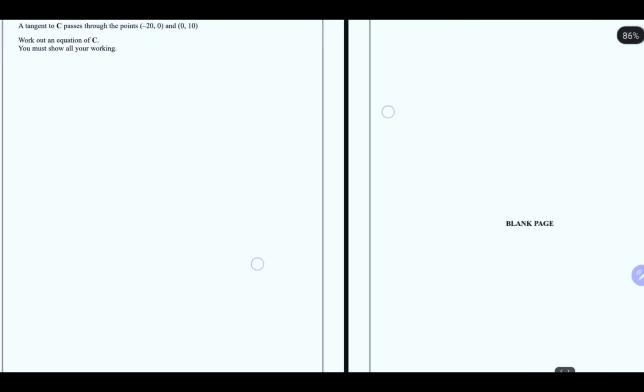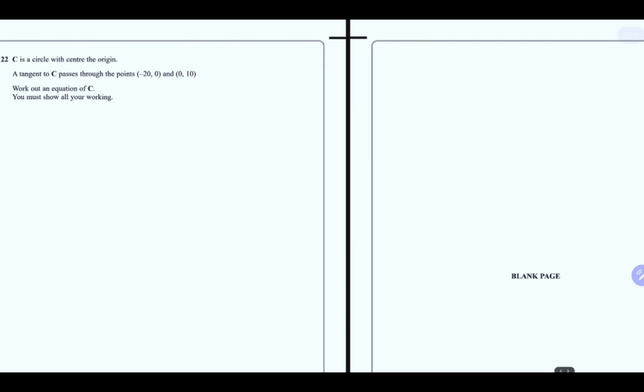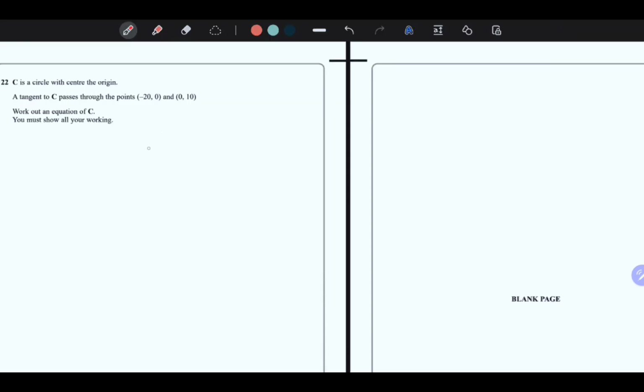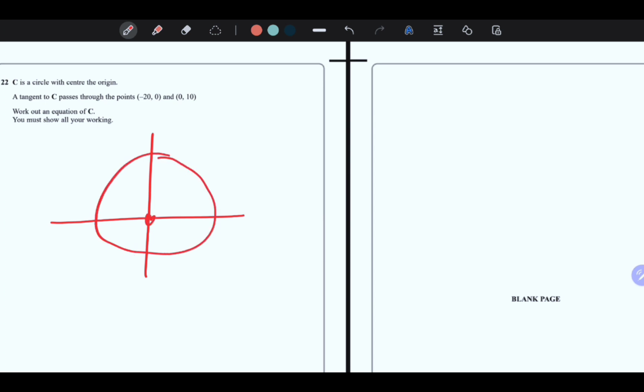which is our final question. Question 22. C is a circle with center the origin. So if I try to sketch this, that is what our circle will be looking like. A tangent passes through the points negative 20, 0 and 0, 10. Negative 20 is over here, and 0, 10 is here. So if I link these up, I'm going to have something that looks like this. Okay. Write out an equation of C, the equation of the circle.